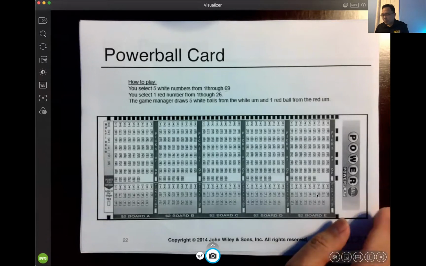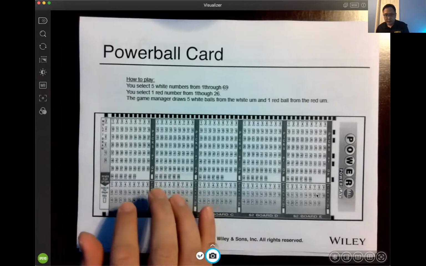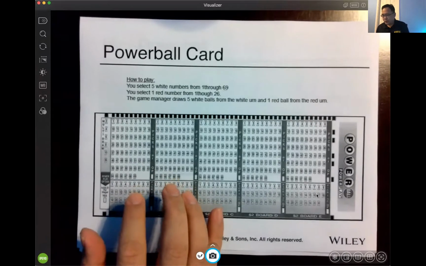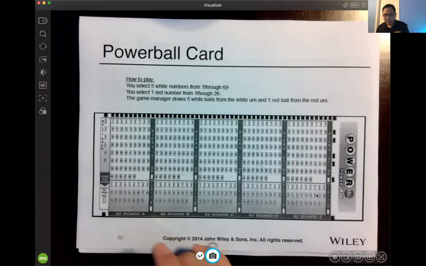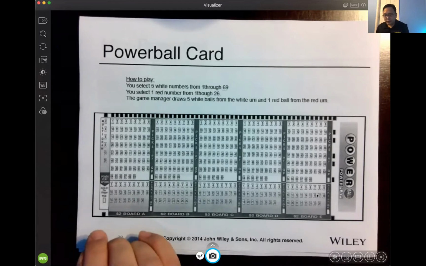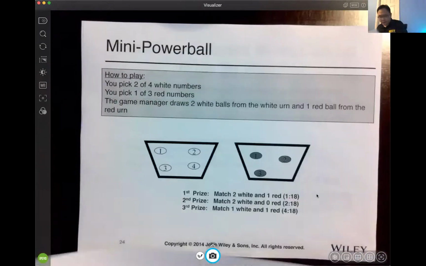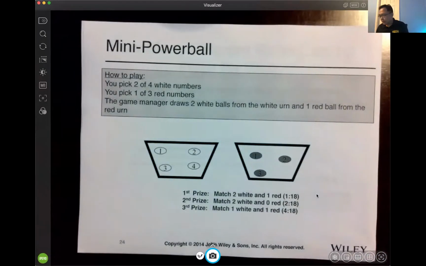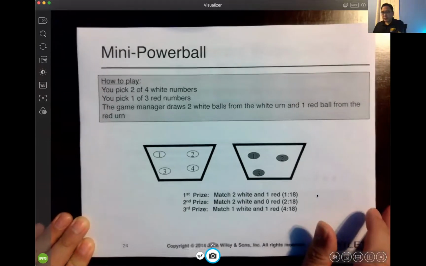You see this Powerball, so you buy a card and the Powerball is from 1 to 69, you choose 5 numbers, and from 1 to 26, you choose 1 number. And if the numbers you choose match the game manager's numbers, then you will win some prize, right? And we are going to show an example with a mini Powerball. We're not going to use so many numbers.